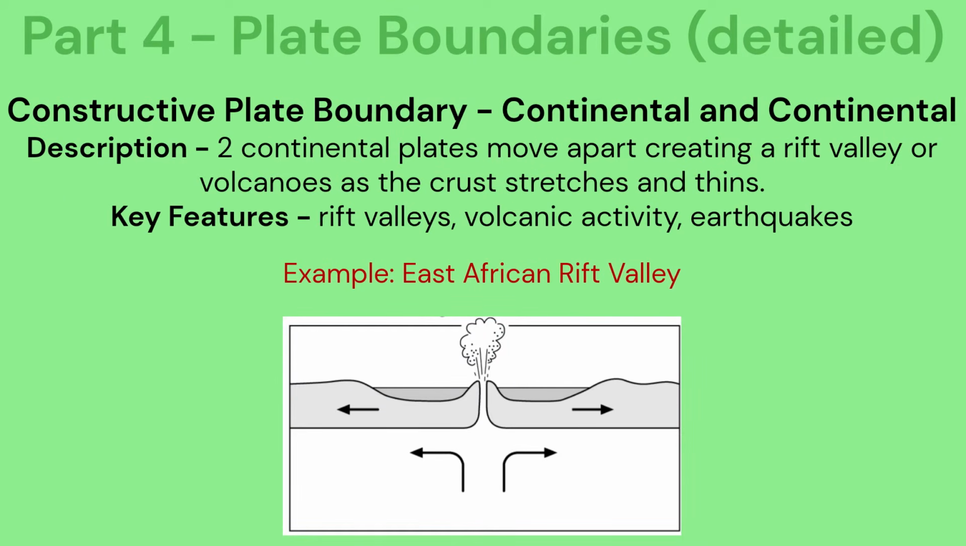Constructive plate boundary, continental and continental. Two continental plates move apart, creating a rift valley or volcano as the crust stretches and thins. Key features include rift valleys, volcanic activity and earthquakes.